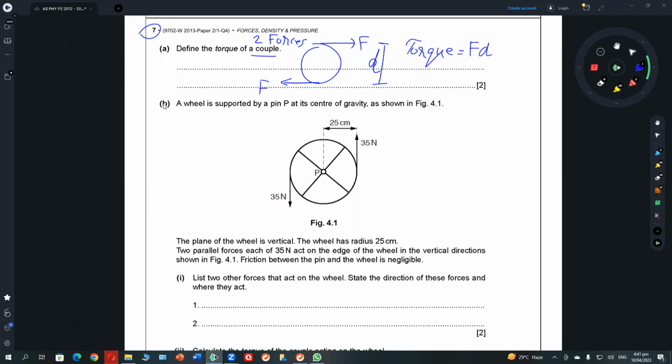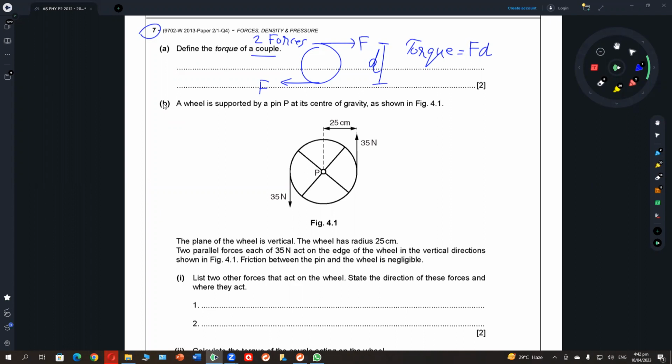A wheel is supported by a pin and its center of gravity is shown. The plane of the wheel is vertical. The wheel has radius 25. The two parallel forces, each of 35 Newton, act on the edge of the wheel in the vertical direction shown. Friction between the pin and the wheel is negligible. List two other forces that act on the wheel. State the direction of these forces and where they act.